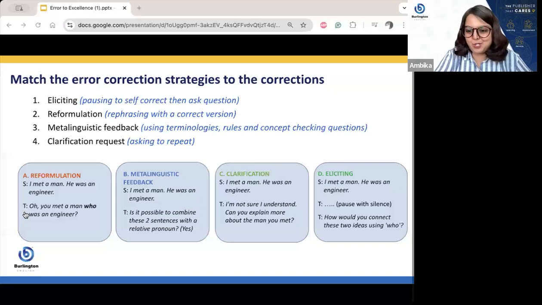Again, Meena, let's give this a shot. So I met a man, he was an engineer. How would you connect these two ideas using who? I met a man who was an engineer.